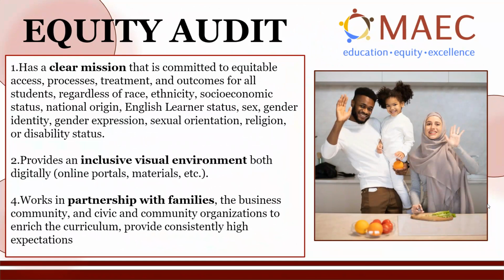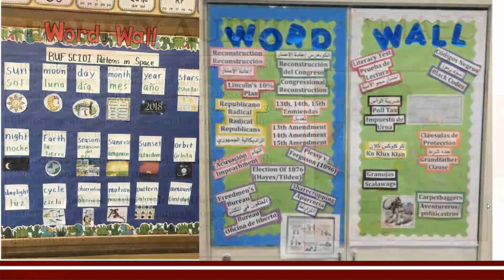Number 2, do we provide an inclusive visual environment, both digitally, so that's online, and within our materials? Do they see themselves in the classroom, in the material, in the content that we're picking? And then number 4, there's one that says it works in partnership with families. So do we work in partnership with families, the local business community, and civic and community organizations to enrich the curriculum? Provides consistently high expectations. We don't want to lower standards for our ELL scholars. We want to make sure that our scholars have powerful access to learning.